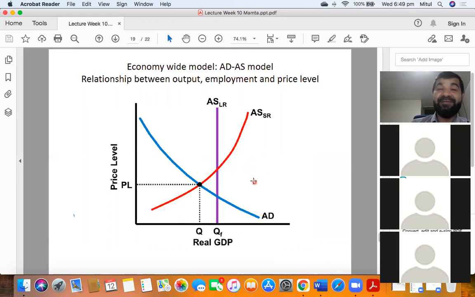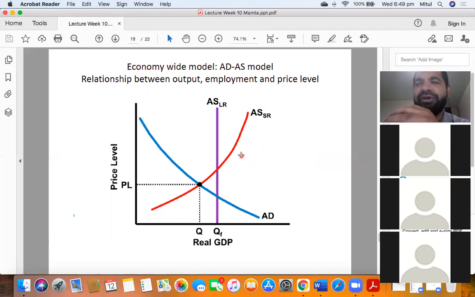Now the interesting part, you see another purple curve here. You have aggregate supply in the long run. This is aggregate supply in the short run. Short run means when the price increases, your supply increases. But is it possible to supply unlimited amounts? No. We all have our capacity, how much more we can supply.